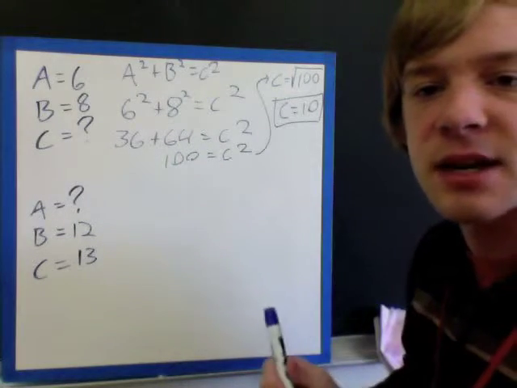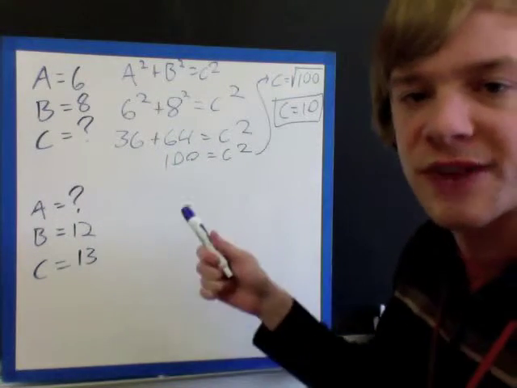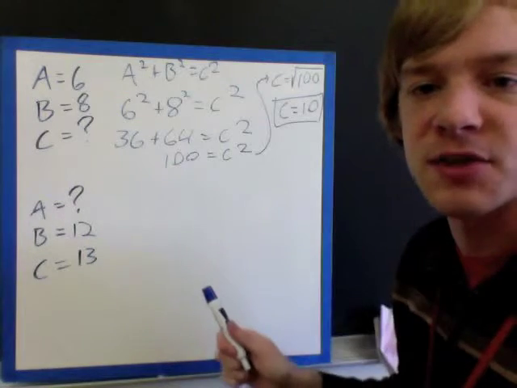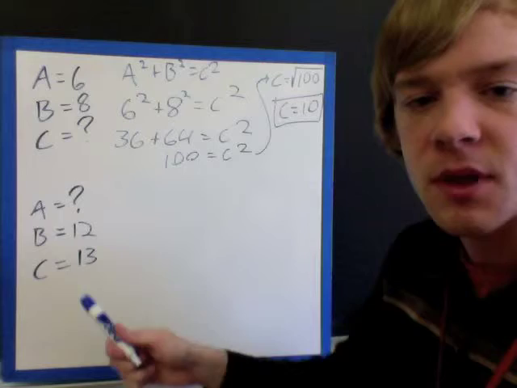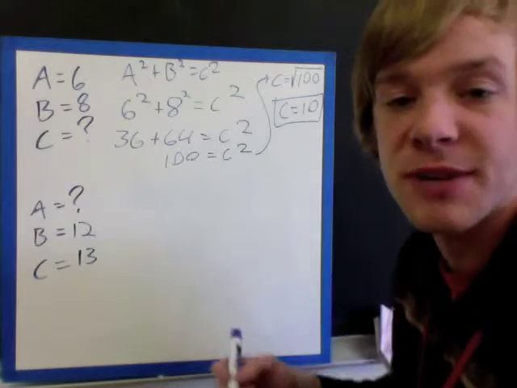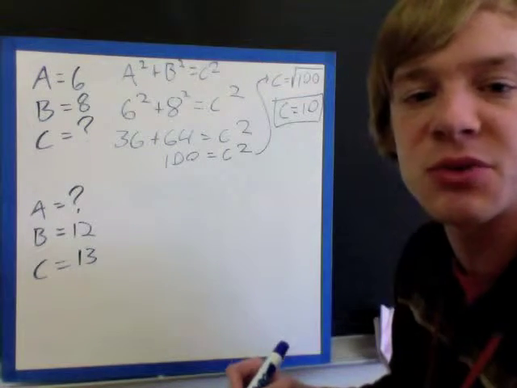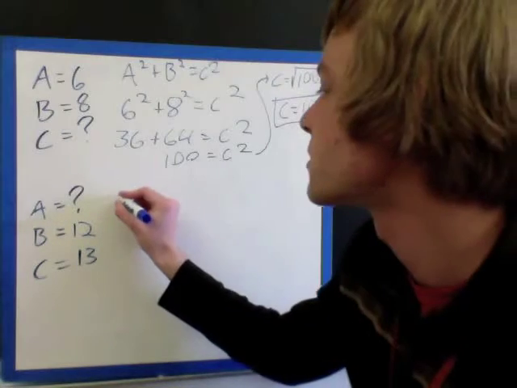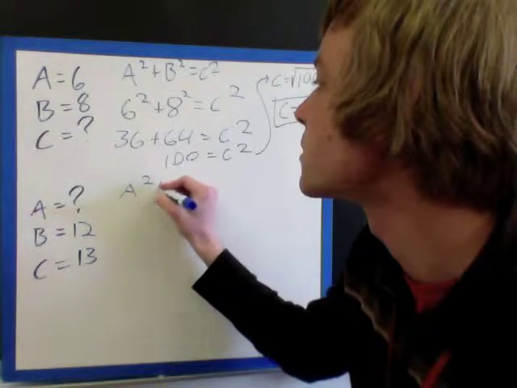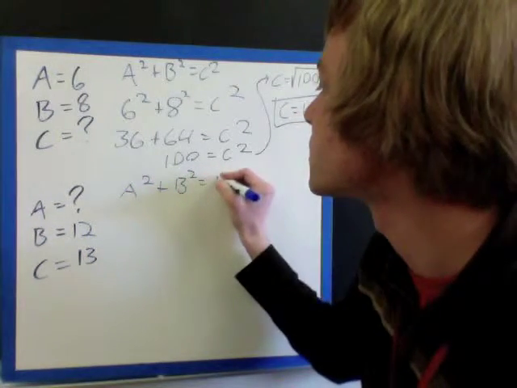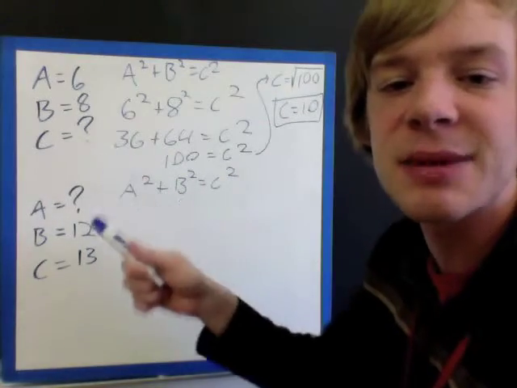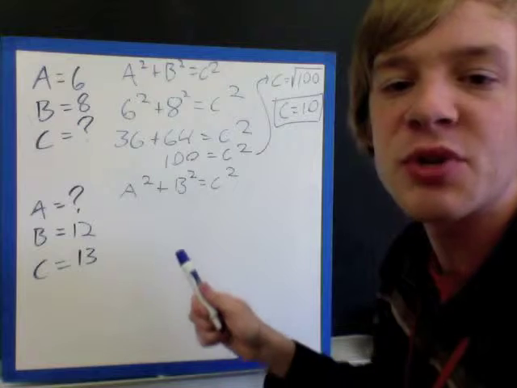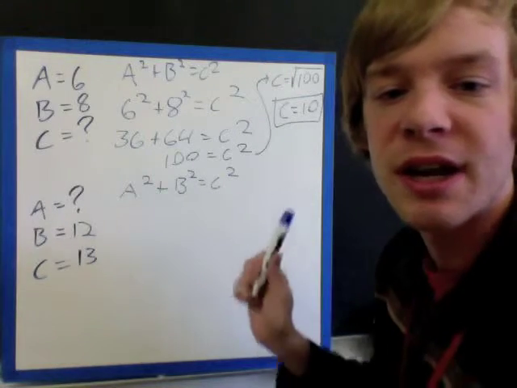So the missing side of our triangle, which we have not drawn, we just know what the side lengths are, the missing side has a length of 10. Now down here with this problem, we're going to use the same formula, still using a squared plus b squared equals c squared. But this time, I'm not trying to find c, I'm trying to find a. So my numbers are going to be plugged in for b and for c.